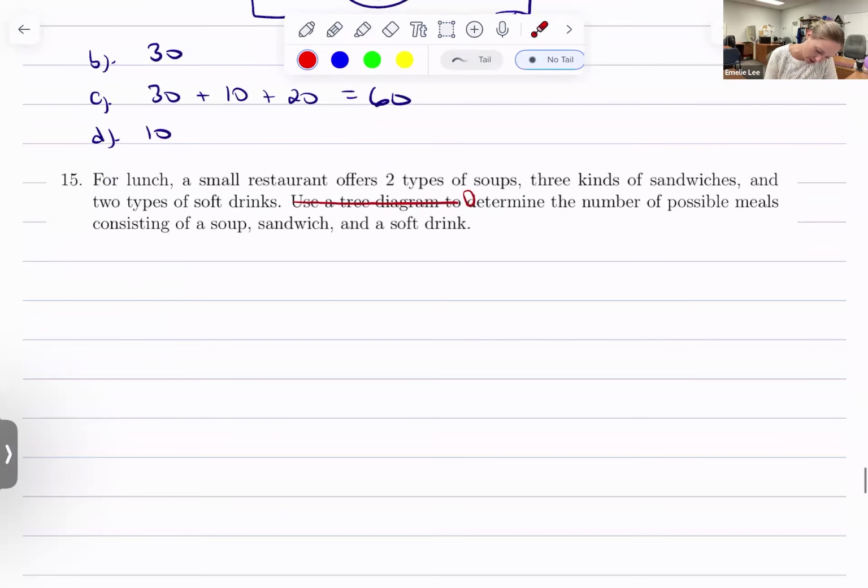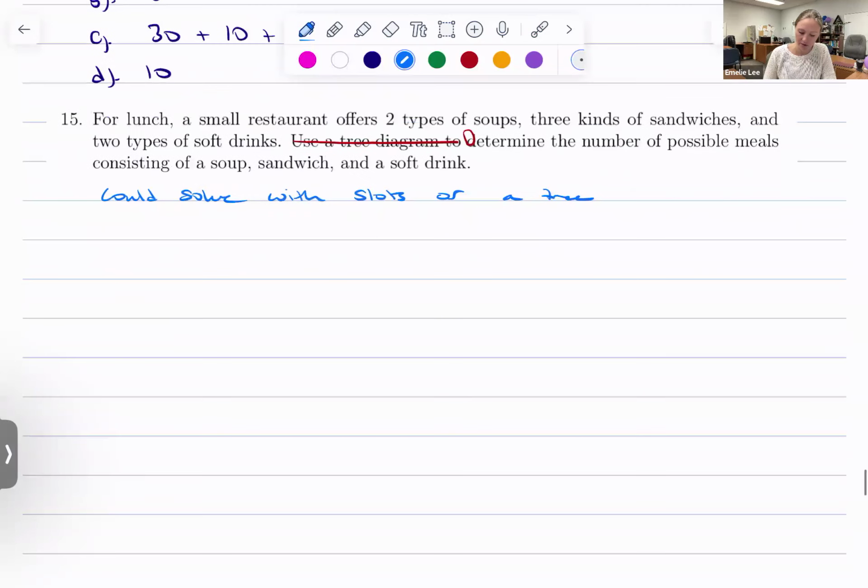Okay, and so here I will make a note that you could solve with slots or a tree diagram. But as promised in class, you don't have to show a tree diagram. If you prefer the slots, that's okay.